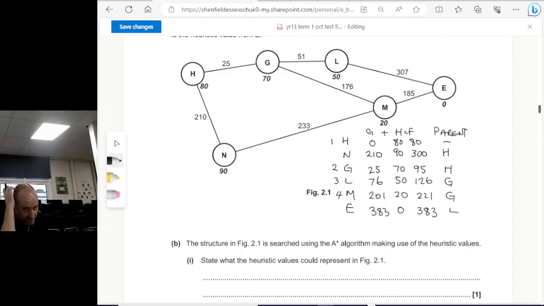Let's have a look at N. Now we can physically see N's in the wrong direction, but the computer can't see that. We're looking at one node at a time. Right. N. It costs 201 to get to M. It's going to cost me another 233 to get to N. The heuristics are a bit weird, but anyway. Right, so 233, so that's going to be roughly 400 and something. That is not a better cost than what we currently got. So we don't update. Okay, right.